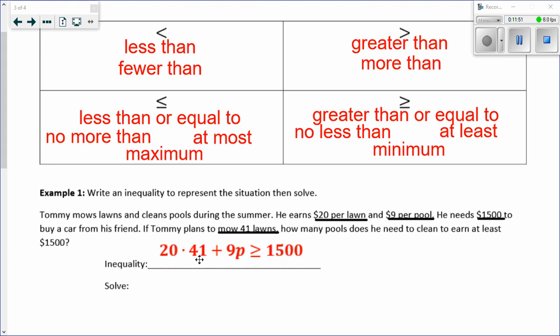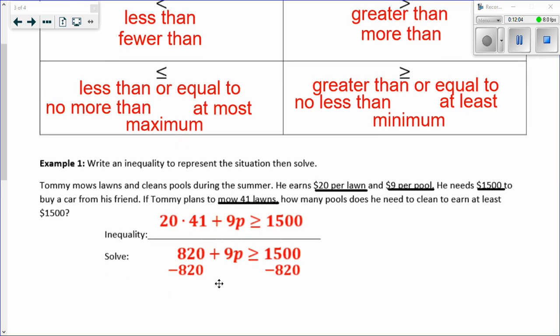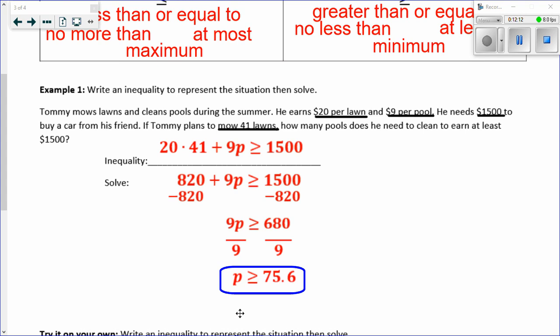Okay? So now I can go ahead and simplify that and just do the multiplication. So I get 820 plus 9P is greater than or equal to 1,500. Now I can just solve. I'm going to subtract 820 from both sides. I get 9P is greater than or equal to 680. Divide by 9. This poor kid has to clean more than 75.6 pools. So if he actually cleaned 76 pools, he would have just a little over 1,500.